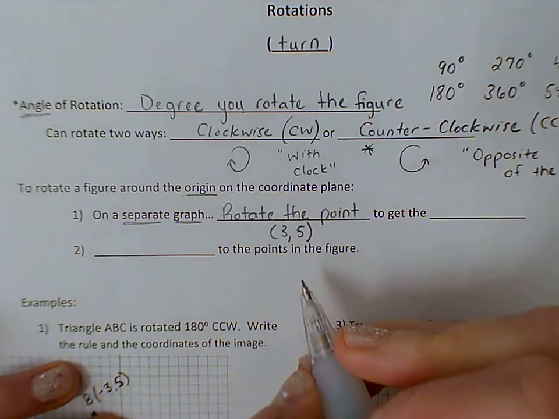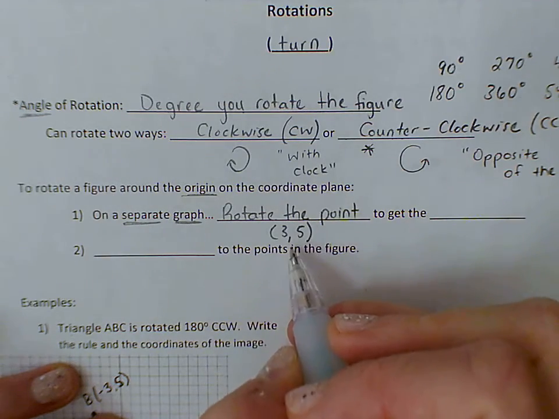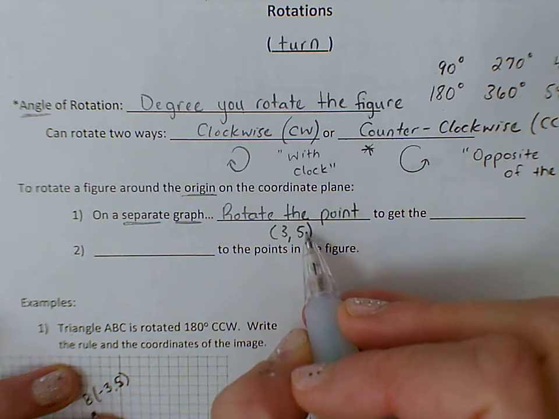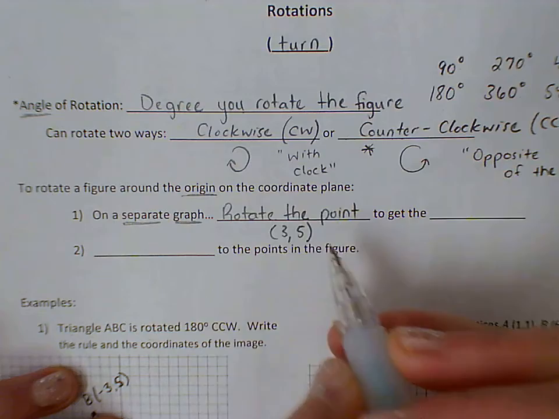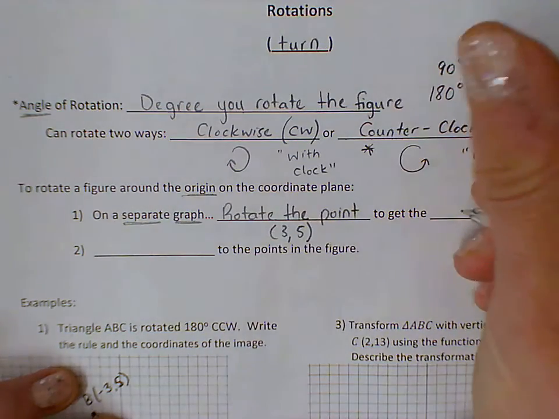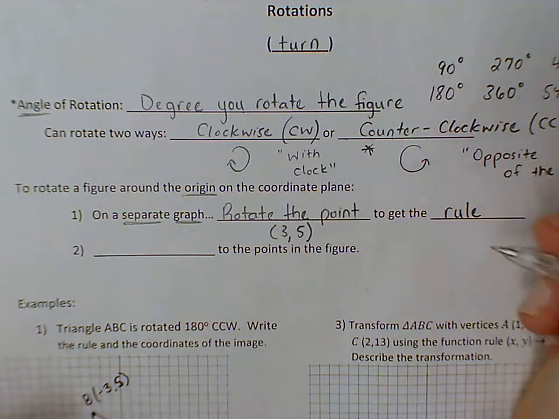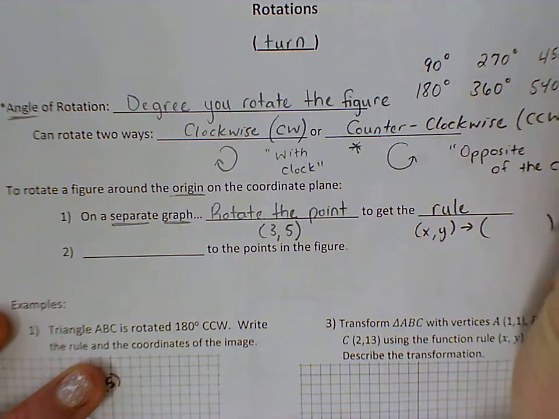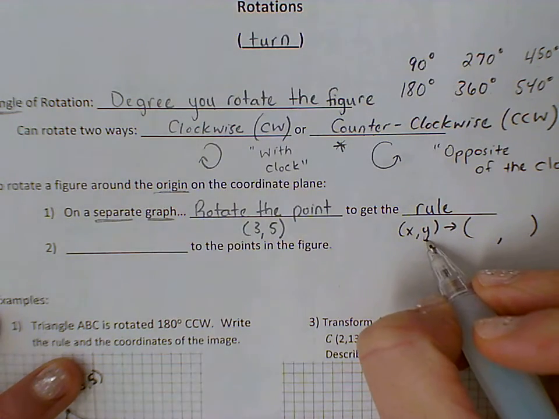So for instance, if they told you to rotate it clockwise 90 degrees, you're going to graph the point (3, 5). You're going to rotate that graph 90 degrees clockwise, and then (3, 5) will land somewhere else on the graph, and then you're just going to see what happened to that point. So you're going to rotate that point (3, 5) to get the rule. After that, you'll have the rule, and remember the rule tells you what's happening to your x and y values, so you'll know specifically what to do to your x's and what to do to the y's to rotate it.